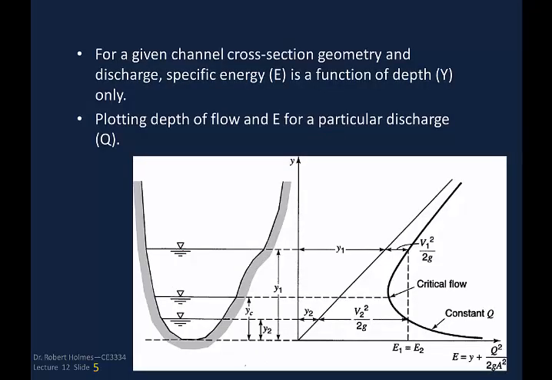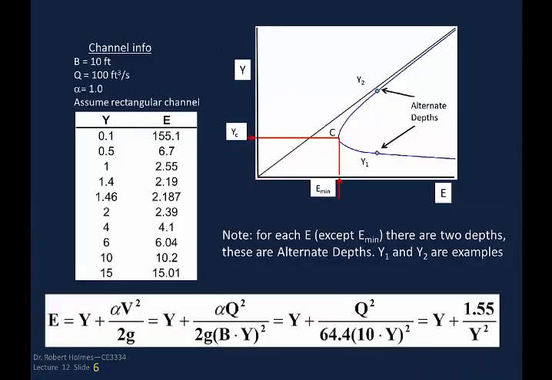And so if I take a cross section of some given dimensions here, and you can see that on the left, and I have a particular flow rate Q, I can just plot a specific energy diagram where specific energy is along the x-axis and the depth is along the y-axis. And for various values of depth, I can calculate the specific energy through the specific energy equation. And so let's take a look at that real quick.